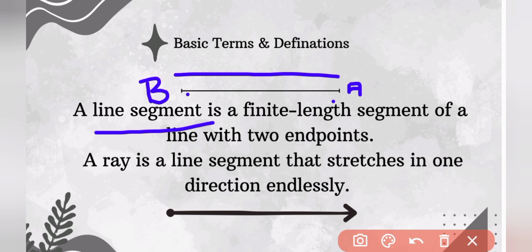And here is a ray. A ray is a line segment that stretches in one direction endlessly. Suppose this point is A. So this ray will start from here and it will go to infinity. This arrow means it can move forward.